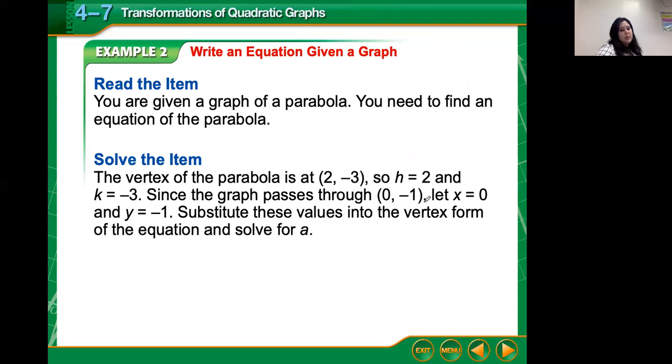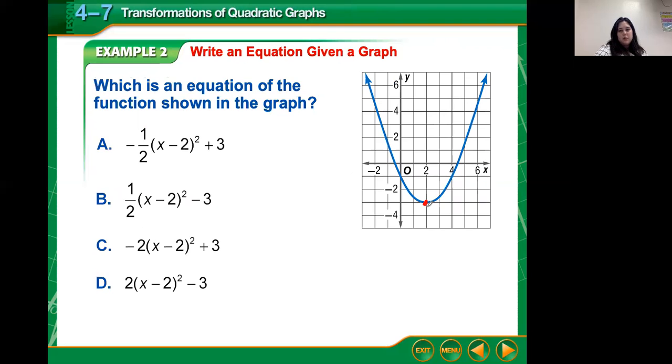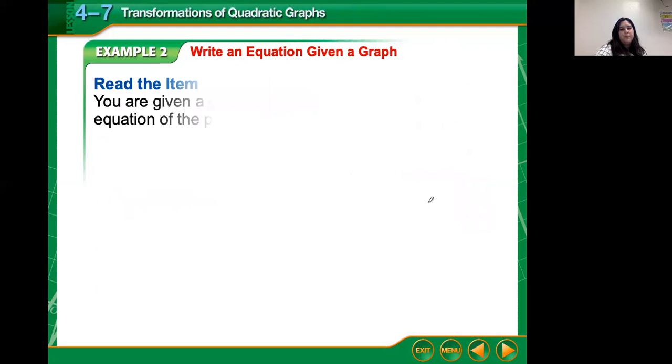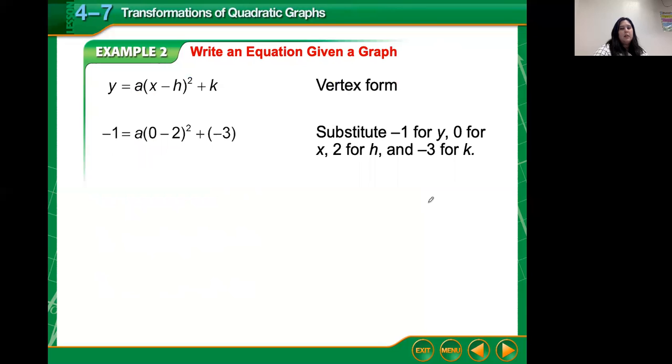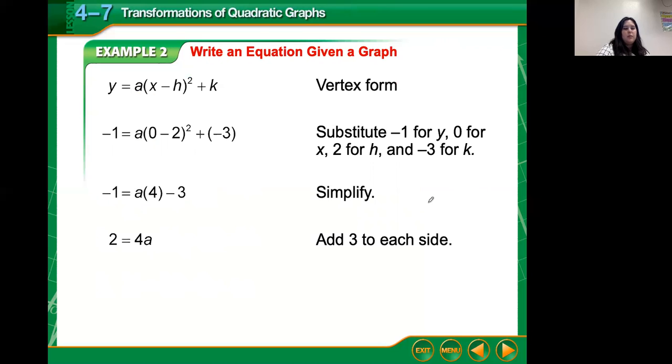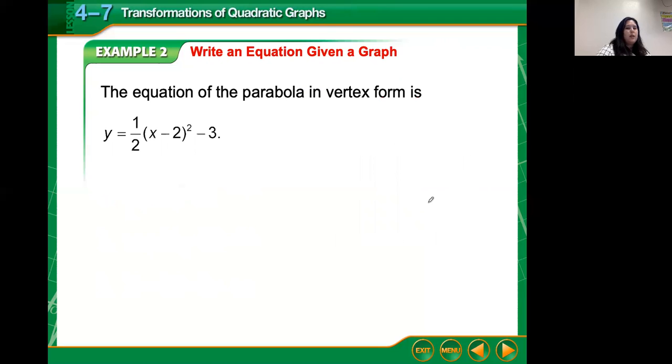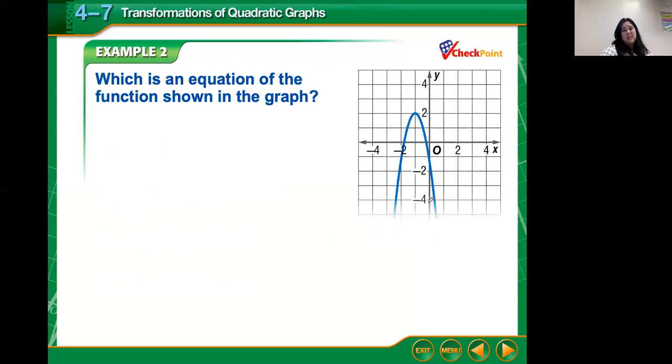We do know that the vertex is at (2, -3). So that means our h value is 2 and our k value is -3. So we can go ahead and substitute these values to solve for our a. So 0 and -1, we simplify and find that 2 goes for a. So a is 1/2, and our equation is 1/2 (x - 2) squared minus 3. In this case, the answer choice was B.